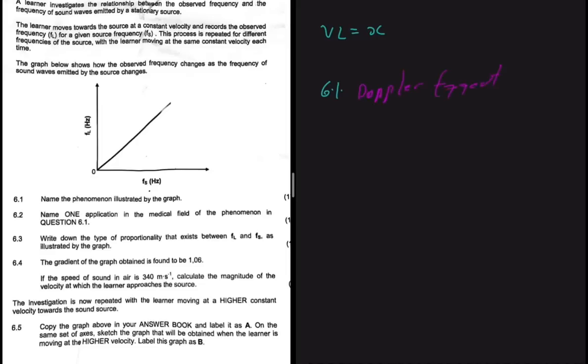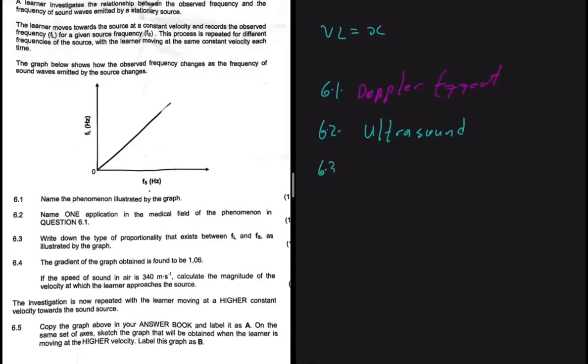Let's move to 6.2. So 6.2 is saying, name one application in the medical field of the phenomenon in question 6.1. So we can write ultrasound, right? That's one of the applications of Doppler effect in the medical field.